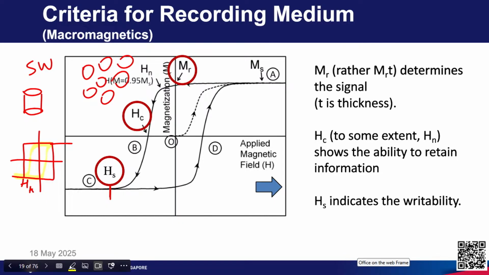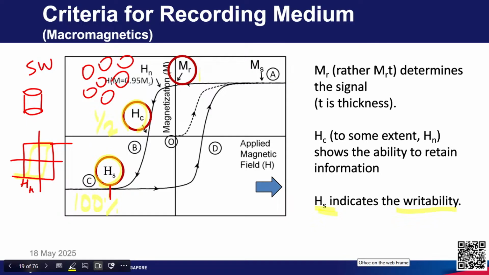In magnetic recording media, we use this term Hs, which is the saturating field. We are very sure that at this particular field we can reverse the magnetization of all the grains. Here you are reversing the magnetization of half of the grains, whereas at Hs you are reversing almost all of the grains. So, we should apply a magnetic field larger than the saturating field to write information. We can say that Hs is related to the writability of information.